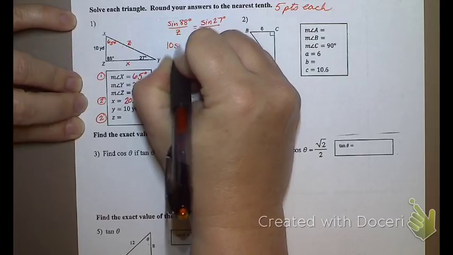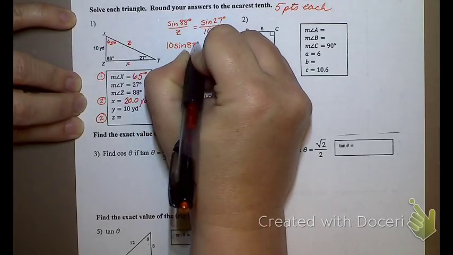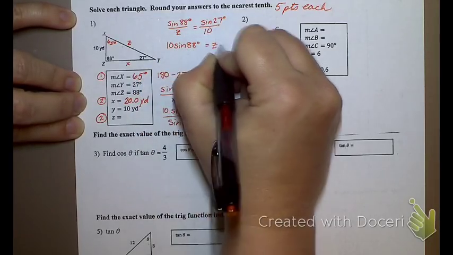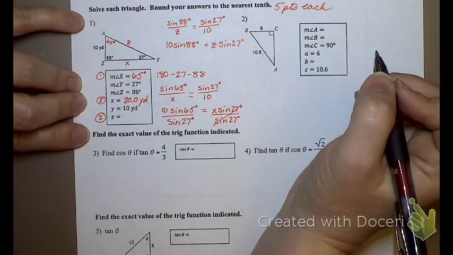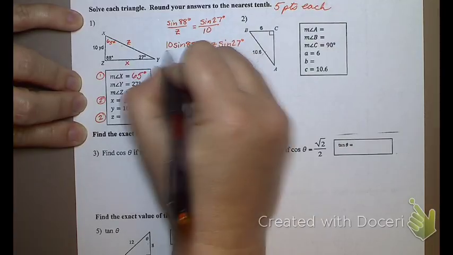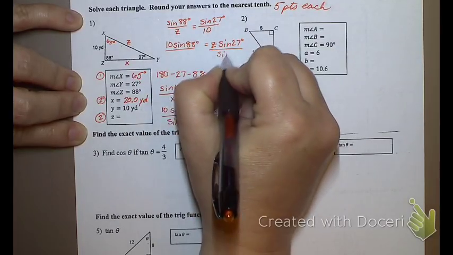So, cross multiplying again. 10 times sine 88 degrees equals z times sine 27 degrees. How do I get z by itself? Divide by what? Sine 27.